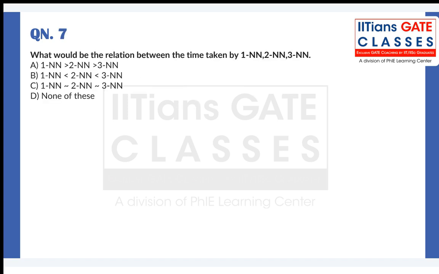How much time will be taken if you are using 1 NN versus 2 NN versus 3 NN? Let's say you have a data point X and you use it on three models. One is a 1 NN, one is a 2 NN, one is a 3 NN. What will be the time taken by 1 NN, 2 NN, and 3 NN? Which one will take the most amount of time? Sahil is saying B. So 3 NN, let me give you a hint, Aditya.